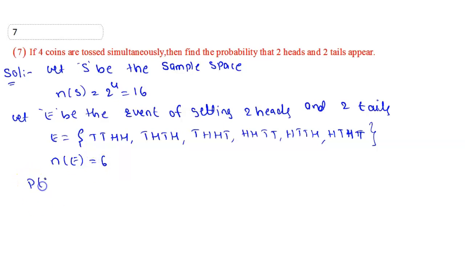Probability of the condition: P of E is equal to n of E by n of S. So this is equal to 6 by 16. So this is equal to, after cancellation, in the 2 table, 2 3s are 6, 2 8s are 16. Answer is 3 by 8.